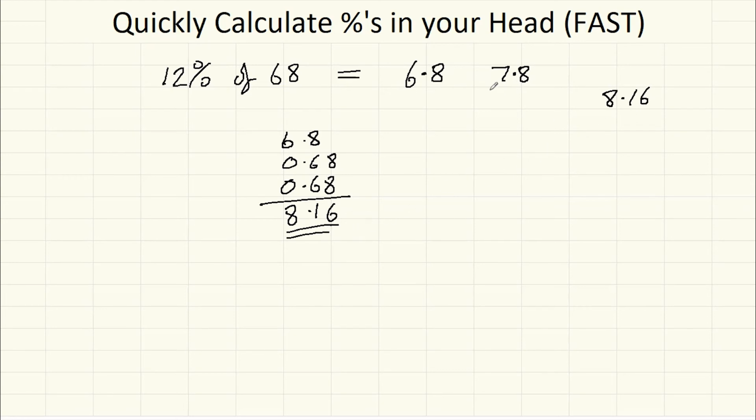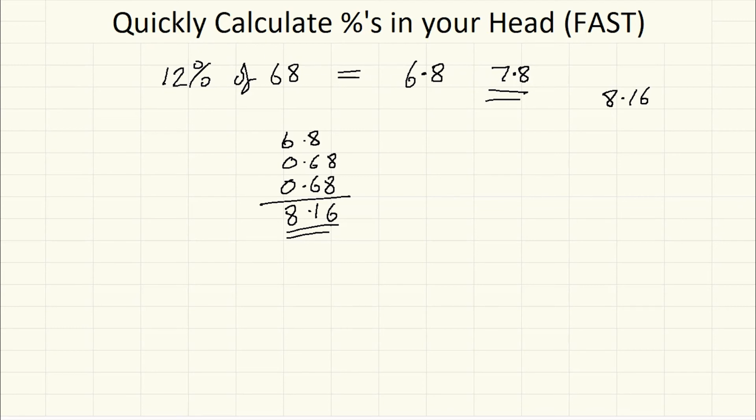But the whole point of getting to this number is we want to get to it fast in our head. Taking the 10% of 68 and getting 6.8 is pretty straightforward. The hard bit is just trying to assess how much extra to add on.